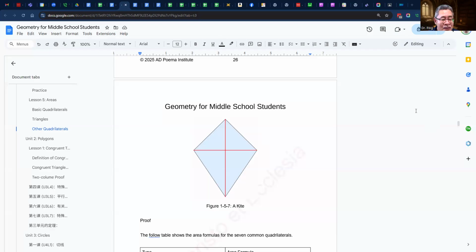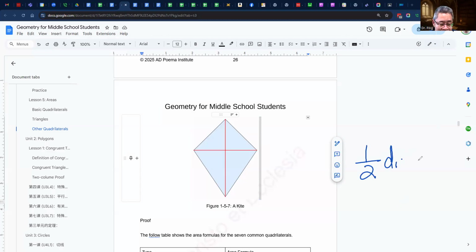Well, for the kite, that's exactly the same formula as we did for rhombus. It is also half d1 times d2. Good. So the last one, the rhombus and kite, they have the same formula.